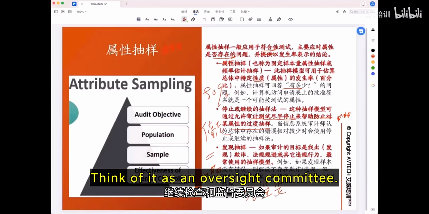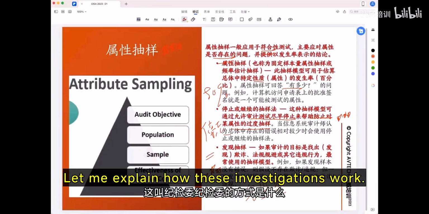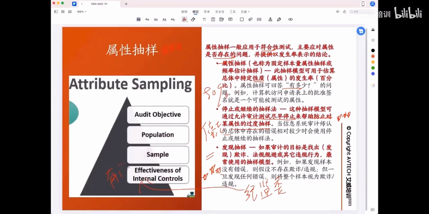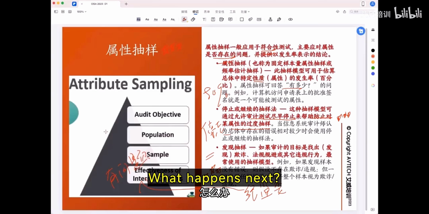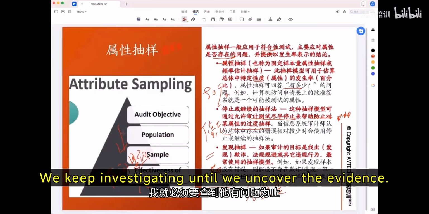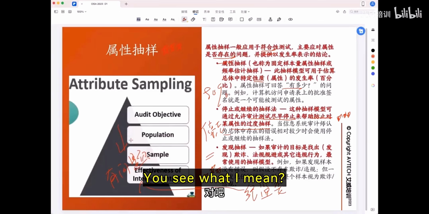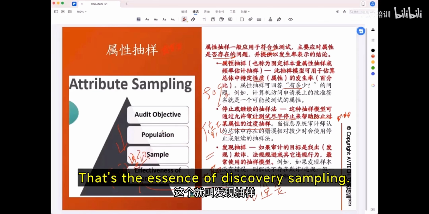Think of it as an oversight committee. Let me explain how these investigations work. When someone is reported for misconduct, what happens next? We keep investigating until we uncover the evidence. There's no stopping until we find proof. We never give up. You see what I mean? That's the essence of discovery sampling.